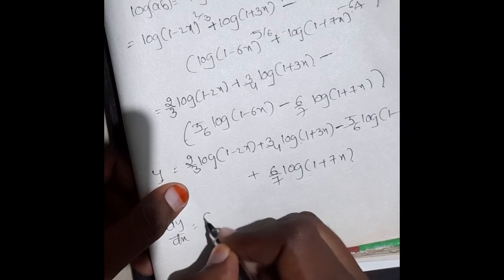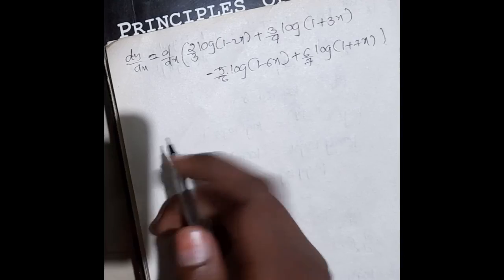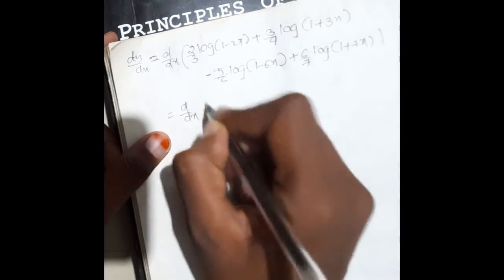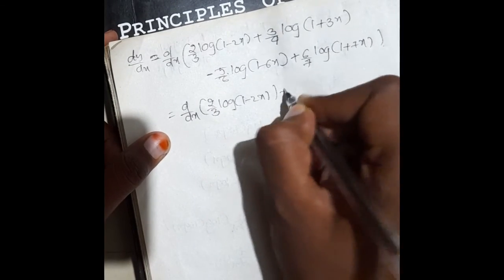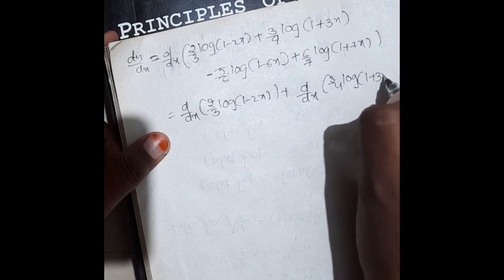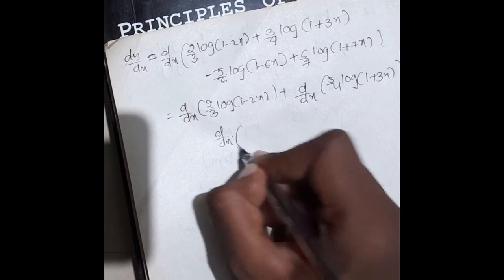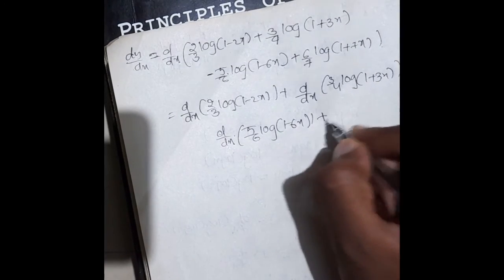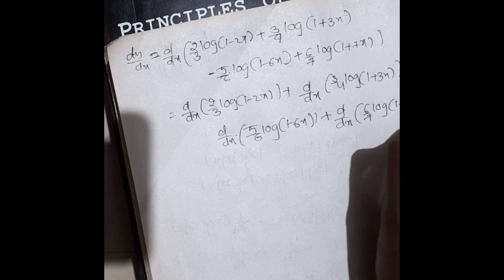dy by dx. d by dx of 2 by 3. Okay, let's write it on another page. So now, writing differentiation for each term: d by dx of 2 by 3 log(1 minus 2x) plus d by dx of 3 by 4 log(1 plus 3x) minus d by dx of 5 by 6 log(1 minus 6x) plus d by dx of 6 by 7 log(1 plus 7x).